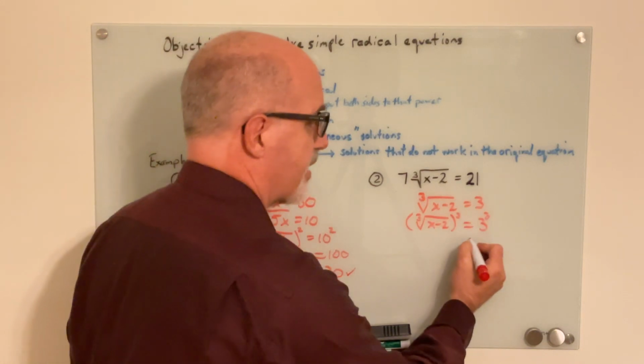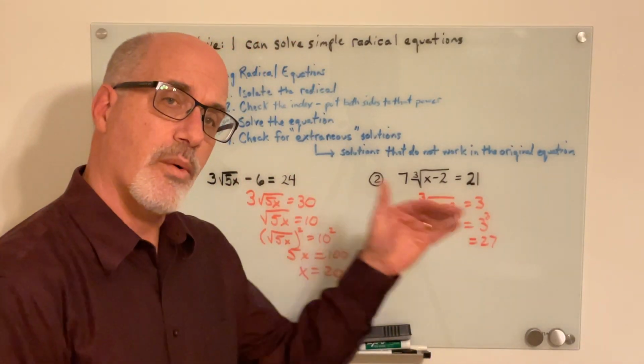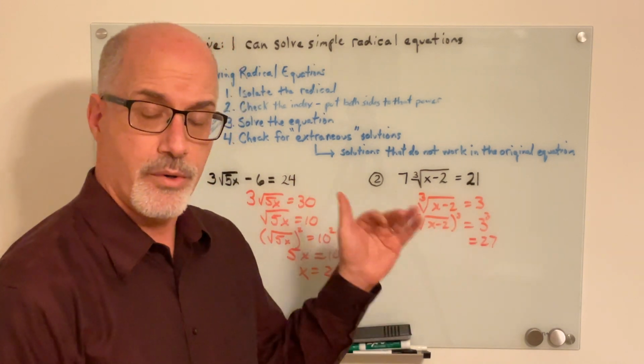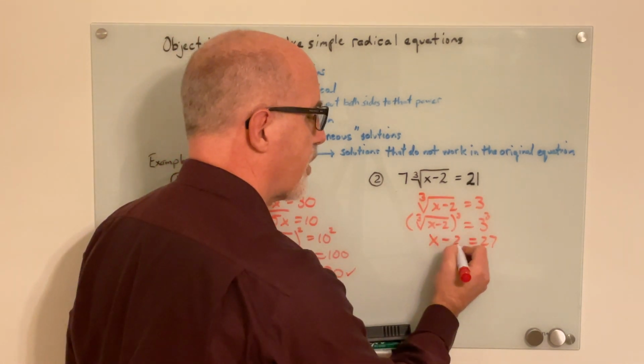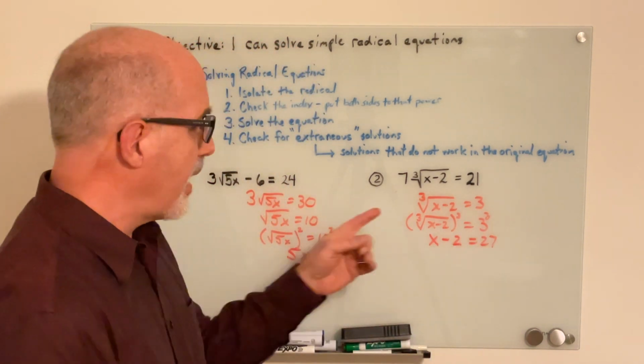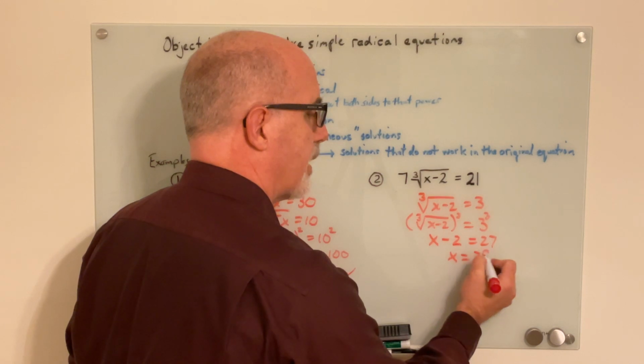Take this 3, put it to the third power. Over on this side, that's going to be a 27. Over here, the third power will undo the third root. So I end up with just an x minus 2, what's underneath the radicand. And now I add 2 to both sides. I get x equal to 29.